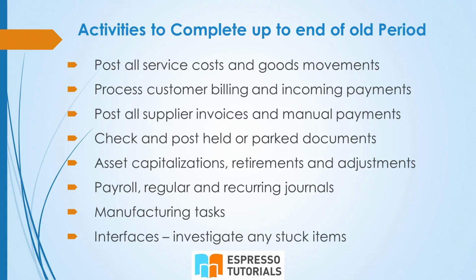Other tasks are ensuring that new asset capitalisations and retirements have been posted, as well as payroll and other journals. Where an identical journal is posted each period, you can set it up as a recurring journal and either schedule it or run it manually at the end of each period. Recurring journals were covered in section 5.